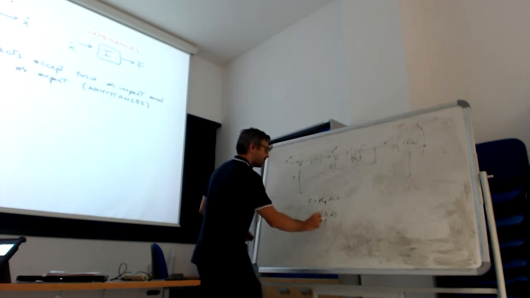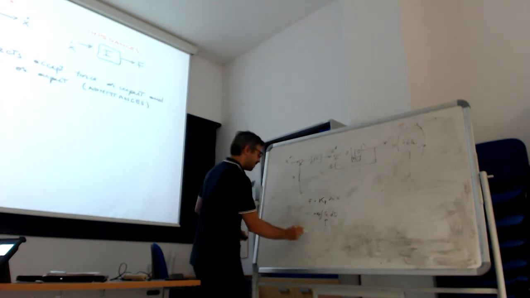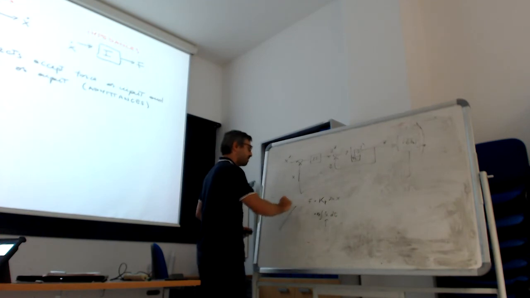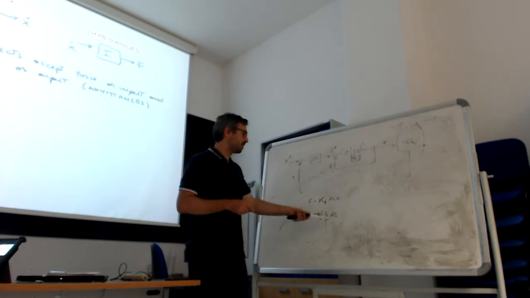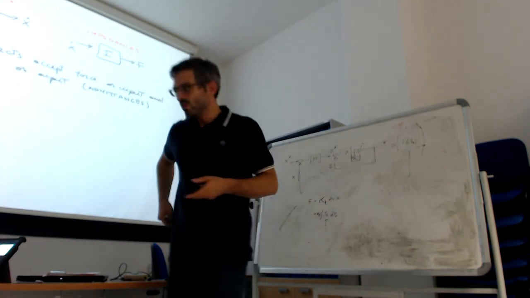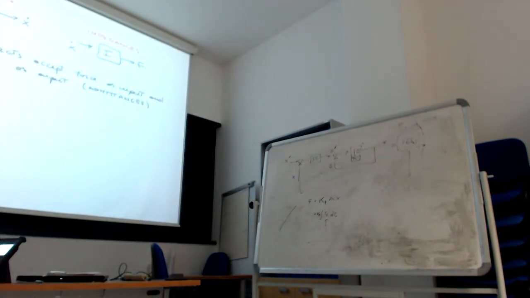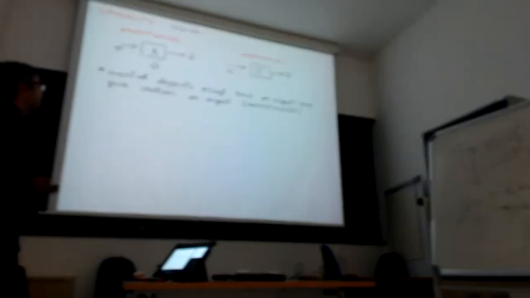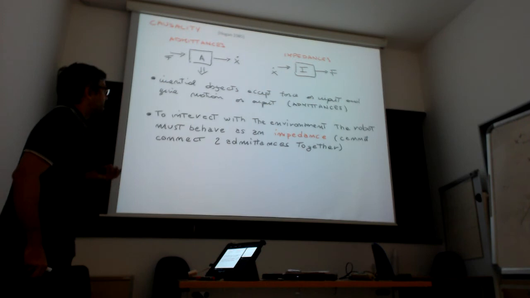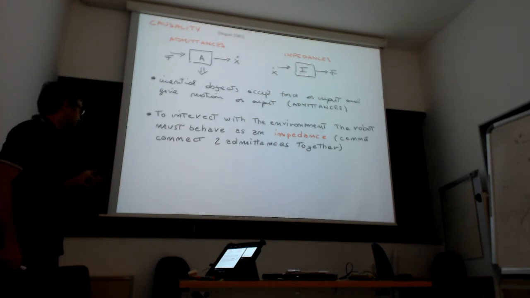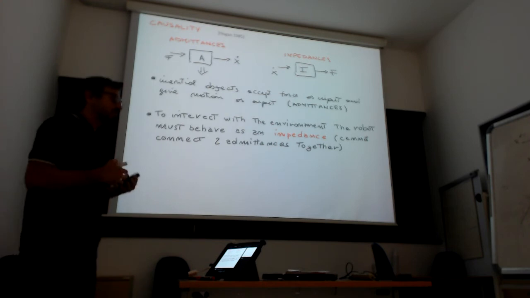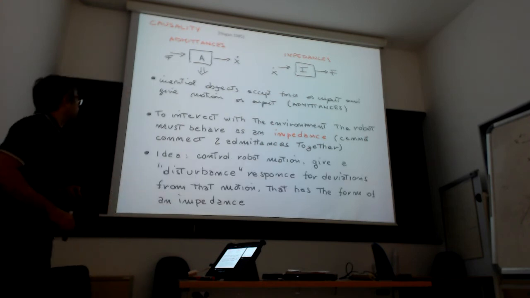So you have an input velocity, and whenever the velocity is inputting, the force builds up and increases. The input velocity will integrate into a deformation of the spring. So you have an input, the dynamics of the spring, as an input motion velocity and as an output the force. To interact with the environment, the robot must behave as an impedance, because, for causality, we cannot connect two admittances together.